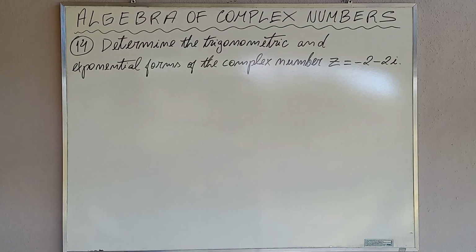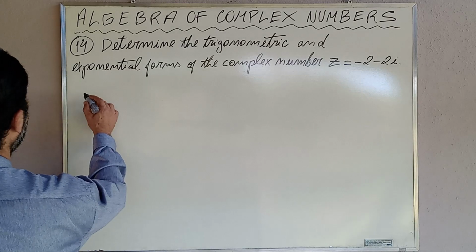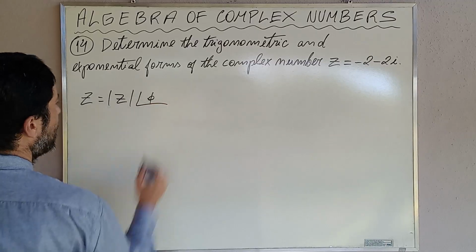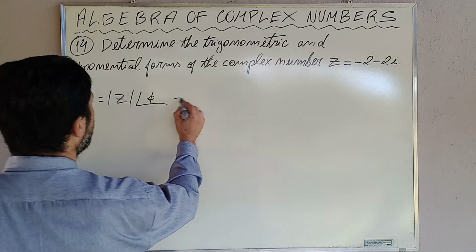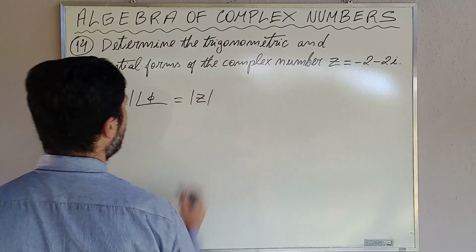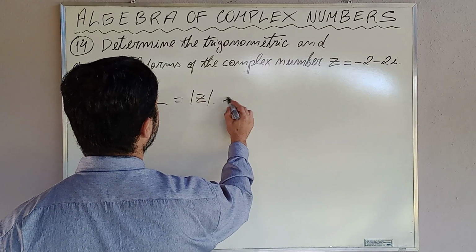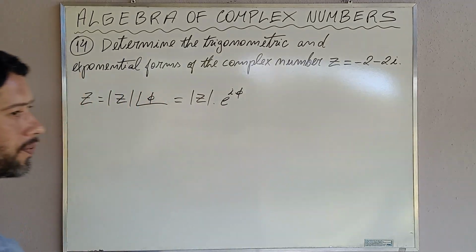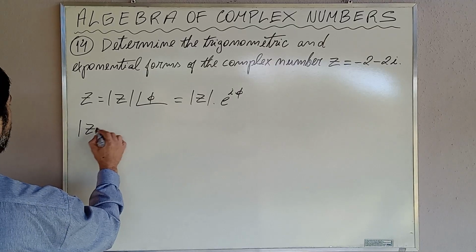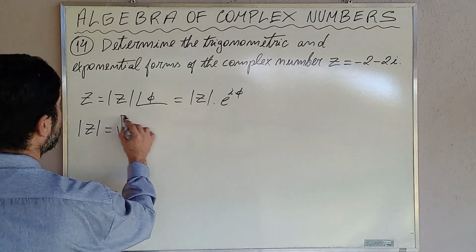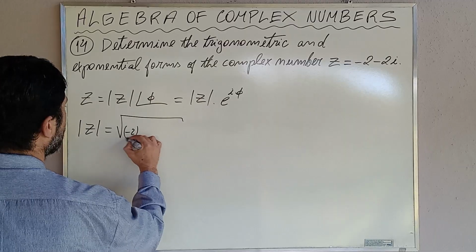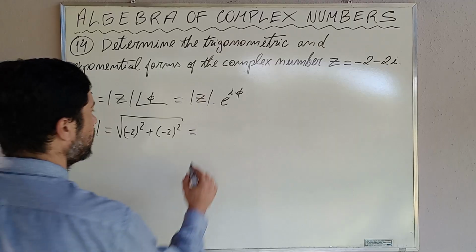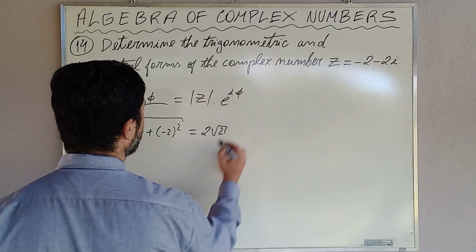We must recall that the polar form of the complex number z is equal to the magnitude of z at an angle. Likewise, the exponential form of the complex number is the magnitude of z times e raised to the power of i times phi. Let's work with the magnitude. The magnitude of the complex number is equal to the square root of negative 2 squared plus negative 2 squared, and this is equal to 2 times the square root of 2.